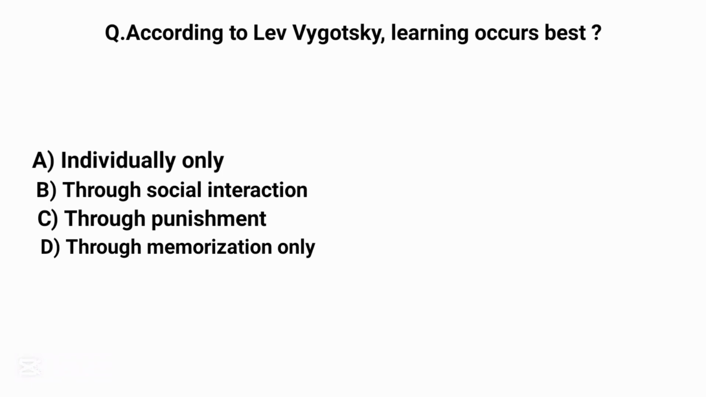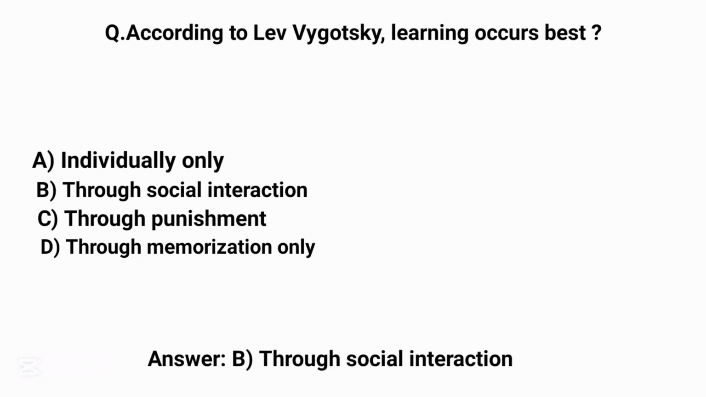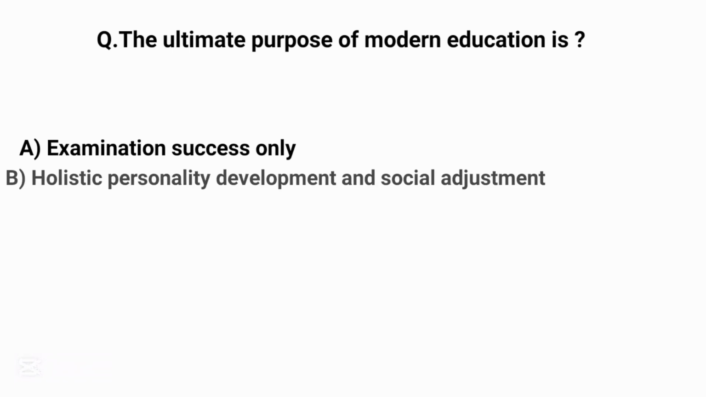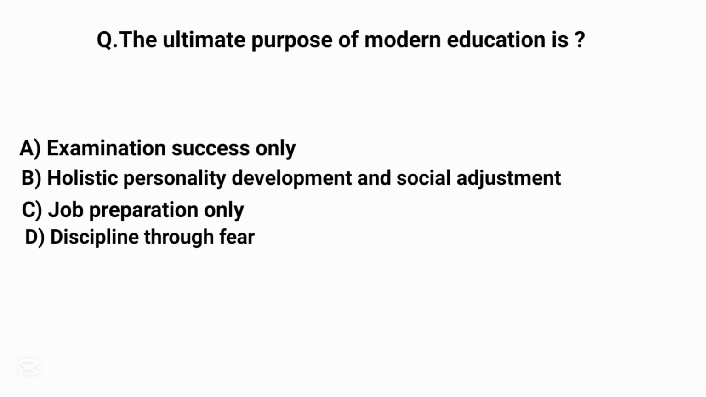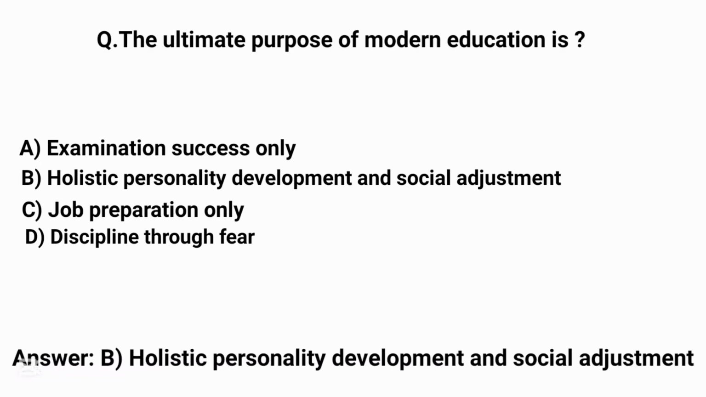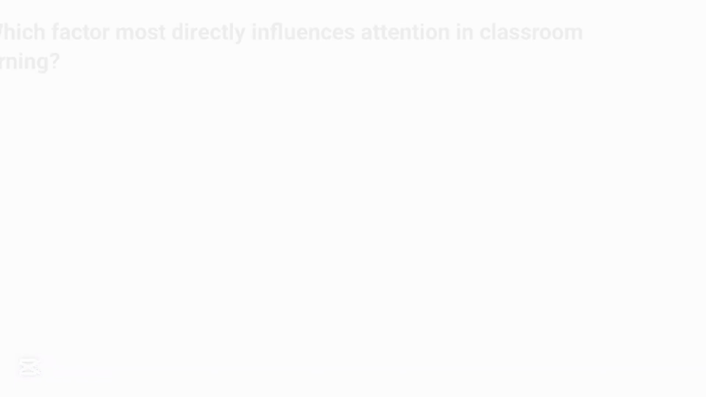Correct answer is option B. Through social interaction. The ultimate purpose of modern education is. Correct answer is option B. Holistic personality development and social adjustment.